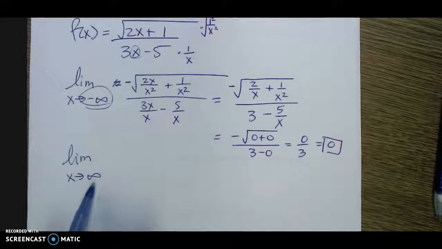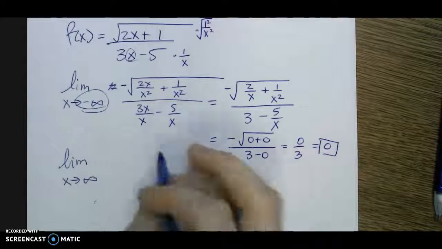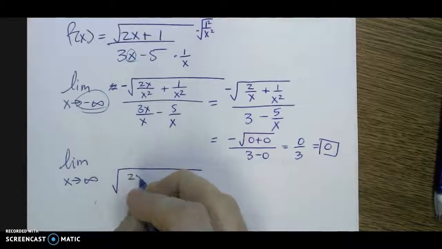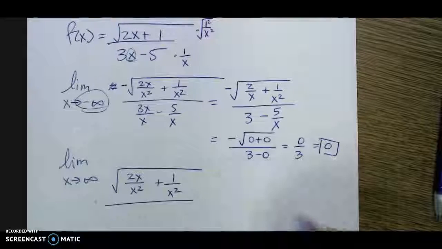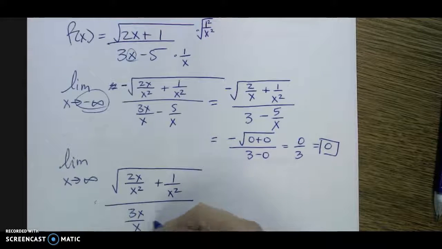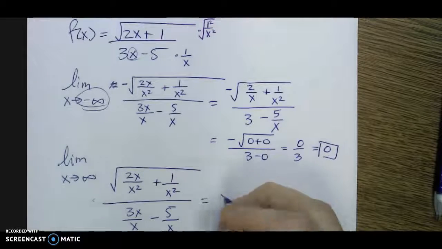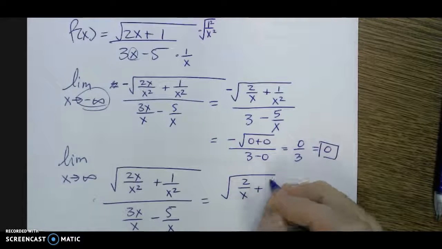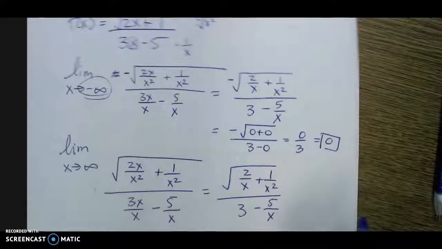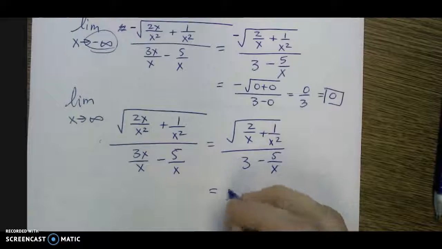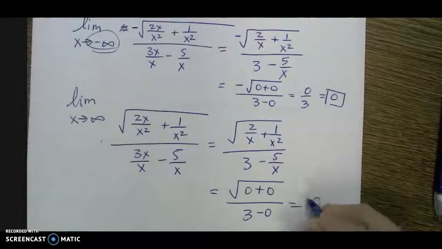Okay, now we're going to approach positive infinity. You do the same thing you did up here, only we're not going to have this extra little negative. So you're going to have square root of 2x over x squared plus 1 over x squared all over 3x over x and minus 5 over x. And reduce, so square root 2 over x, 1 over x squared, 3, 5 over x, plug in positive infinity, so you end up getting 0 plus 0 over 3 minus 0, which is 0.